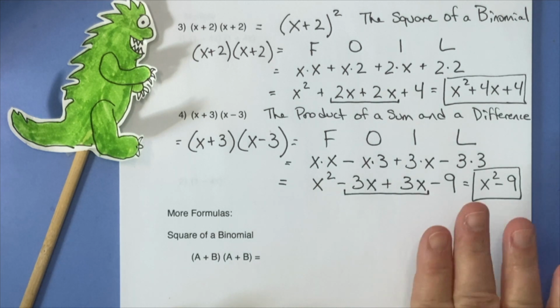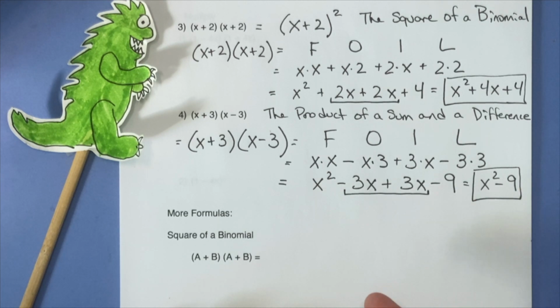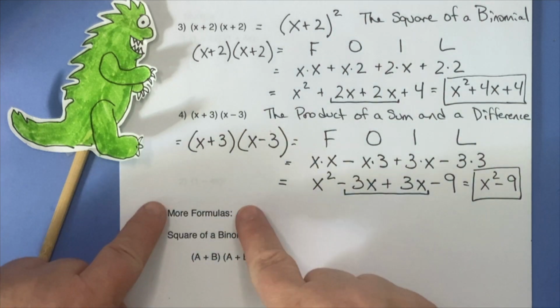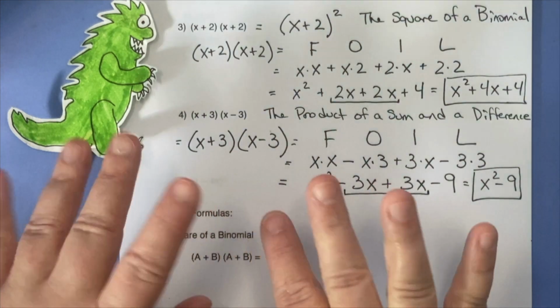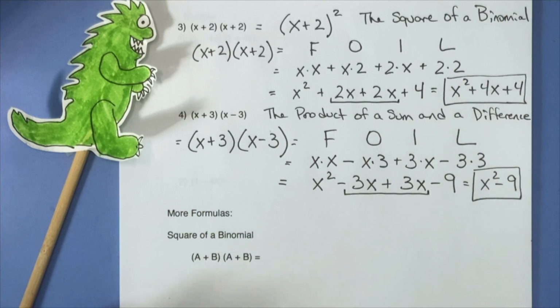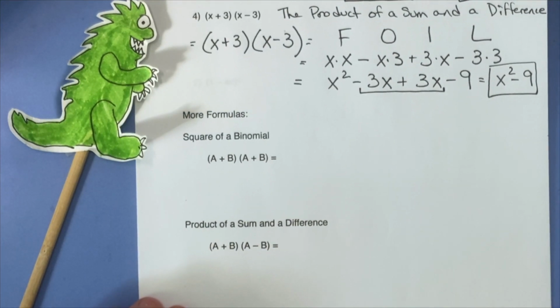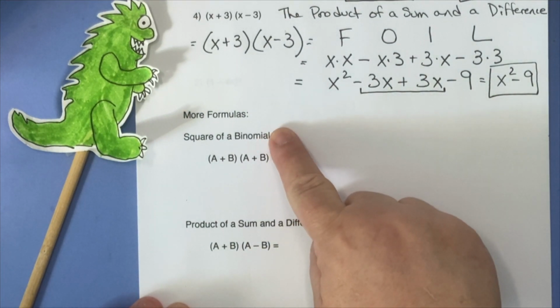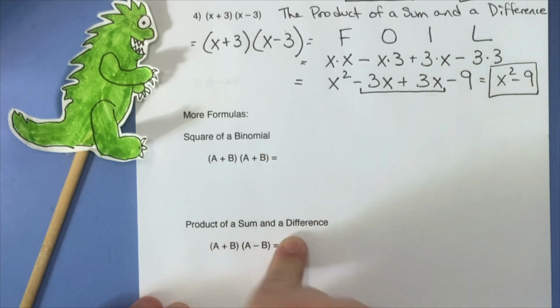And so that's what we're going to do. I'm going to break the video now because we're almost at 20 minutes. So the last video will be talking about formulas. Yay! And we will talk about what happens in general when we get the square of a binomial and the product of a sum and a difference.